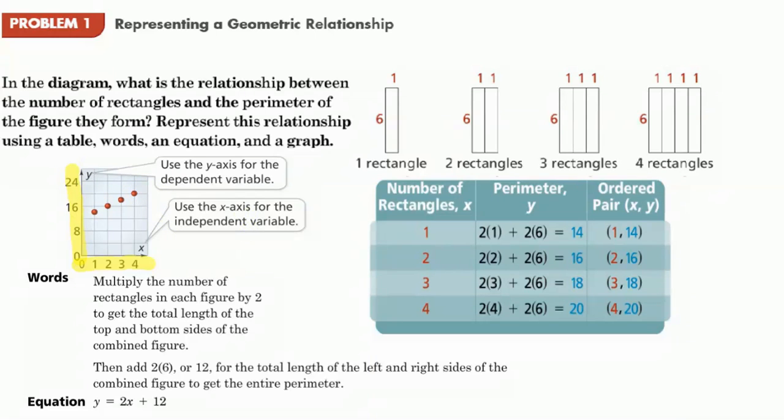So again, you have to be able to break this down into a table, into words, into an equation, and into a graph. So here are 4 ways to describe a relationship.